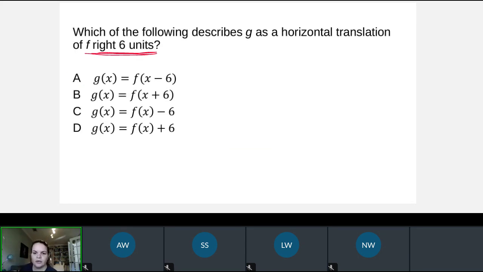Okay, so if you need to change your answer, go ahead. Okay, we've got 9 people that have answered so far. So remember, horizontal is different. Okay, it's opposite of what you might think. If we're going to the right, that means we have to subtract. Okay, if you need to change your answer, go ahead.